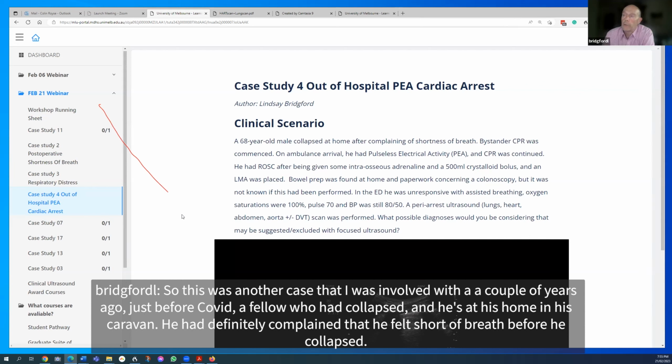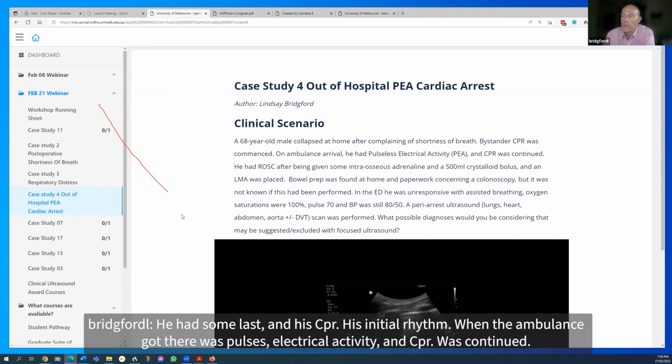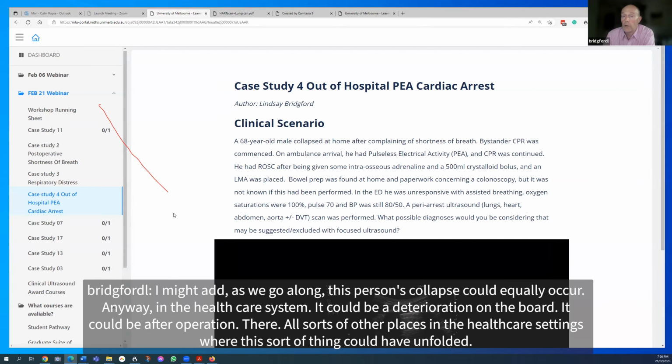This was another case I was involved with a couple of years ago, just before COVID, a fellow who had collapsed at his home in his caravan. He had definitely complained that he felt short of breath before he collapsed. He had some bystander CPR. His initial rhythm when the ambulance got there was pulseless electrical activity and CPR was continued. I might add that this person's collapse could equally occur anywhere in the healthcare system. It could be a deterioration on the ward, or after operation, or in all sorts of other healthcare settings.